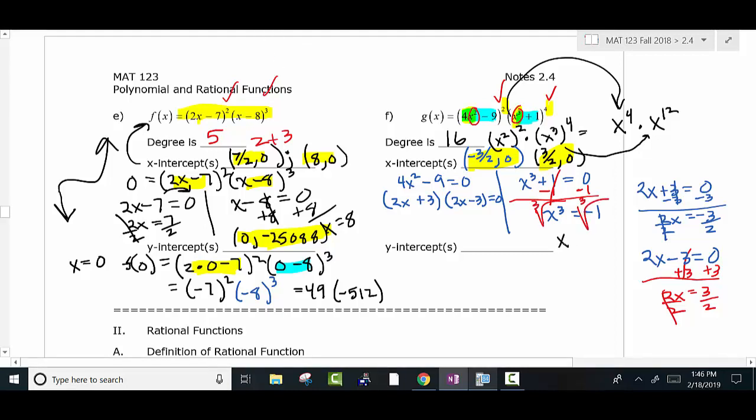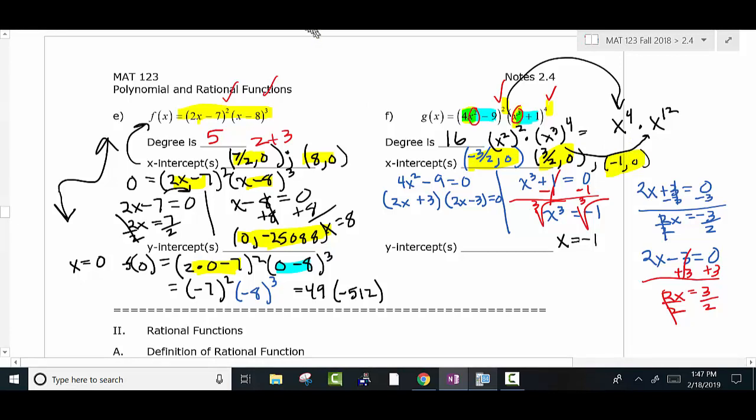Do you know what the third root of -1 is? What number would you multiply out 3 times that would give you -1? -1. -1 times -1 times -1 is -1. So you would also get another x-intercept of x equals -1. So what we'd have is -1, 0, like that. So those are your 3 intercepts.